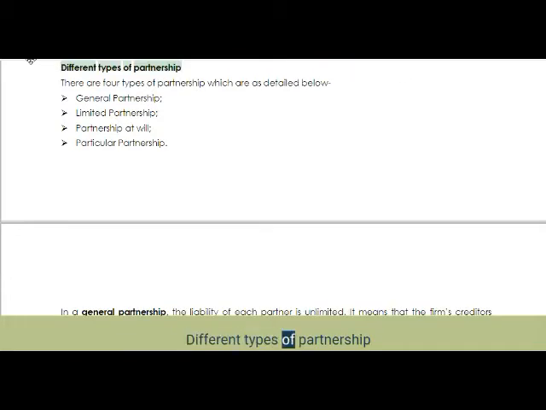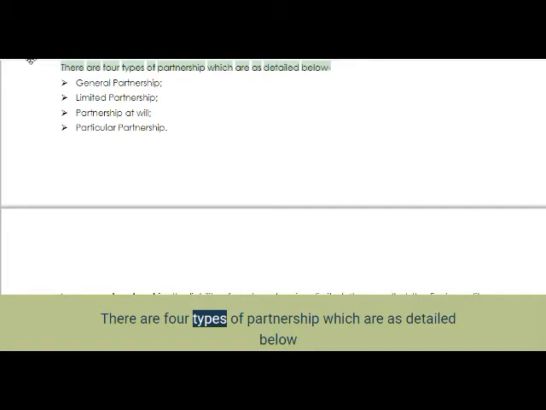Different types of partnership. There are 4 types of partnership, which are as detailed below: general partnership, limited partnership, partnership at will, particular partnership.